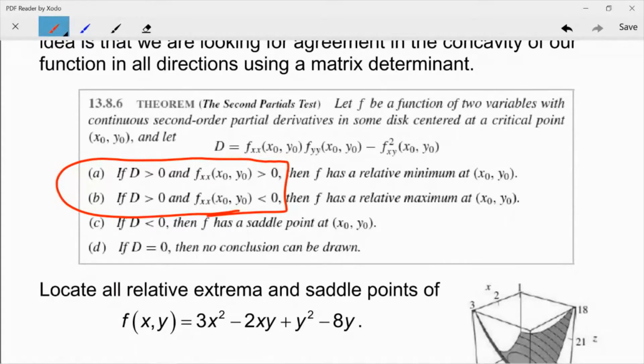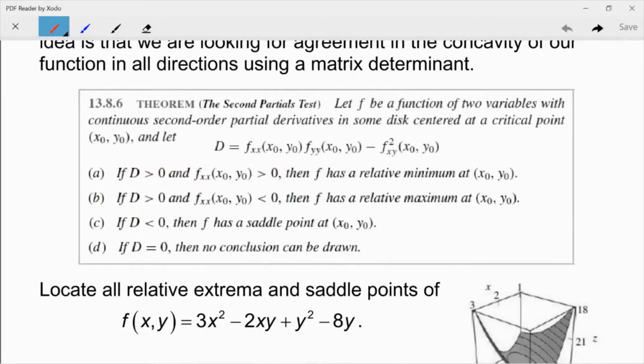I look at my second x partial, and it's greater than 0. That means I'm concave up in that x direction. Well, since my determinant is positive, that means I'm concave up everywhere. So that means we're going to have a minimum. Same thing if the determinant is greater than 0 and the second x partial is less than 0. Remember, that would mean that we're concave down in the x direction. Well, since the determinant was positive, that means we're concave down in all directions. So that would mean we have a maximum.